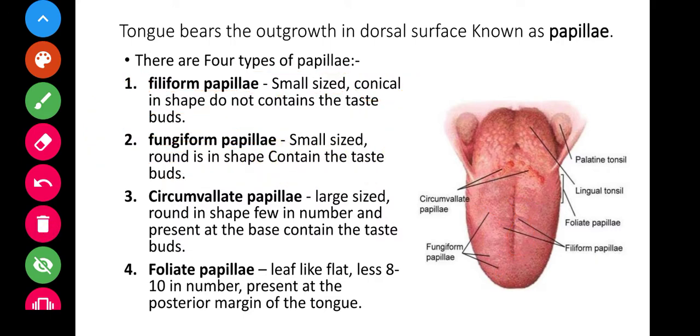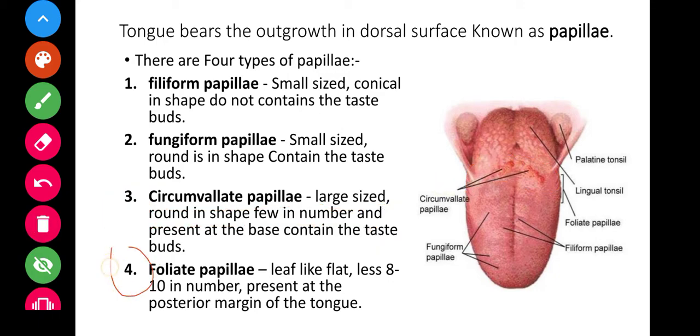Now third one is circumvallate papillae. These are large sized, round in shape and few in number and present at the base, and contain taste bud. These are circumvallate papillae. These are found at the base and they also contain taste bud.